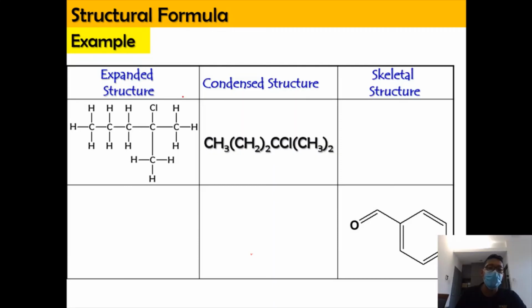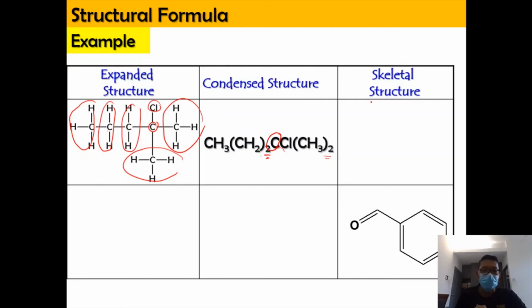Now let us look into the example that can connect all the expanded structure, condensed structure, and skeletal structure in a table. So given here is the expanded structure for this species, which is CH3, CH2, CH2, CCl, CH3, and CH3 here. So this is the condensed structure. CH3, CH2 double, CH2, and CH2. That is why it comes with to here. Carbon, carbon, Cl attached to this carbon, and then we have the CH3 and CH3 double. Alright, now we have to draw the skeletal structure.